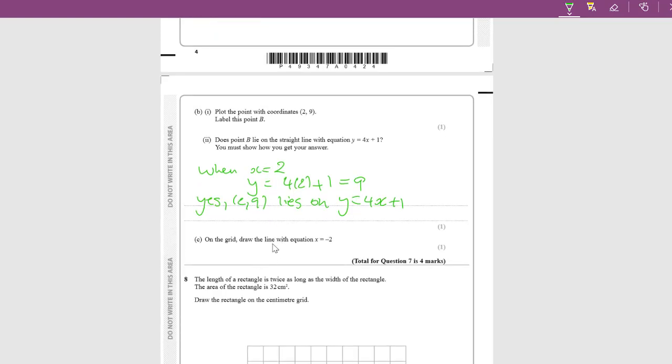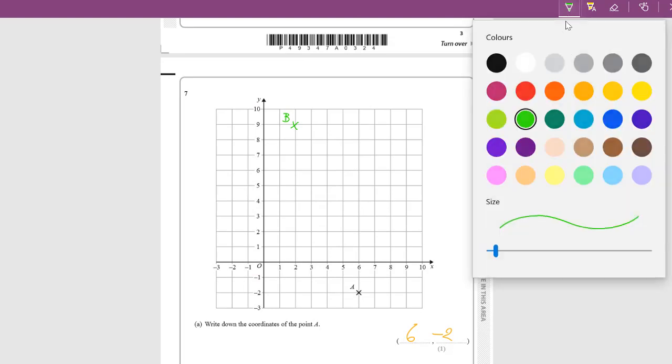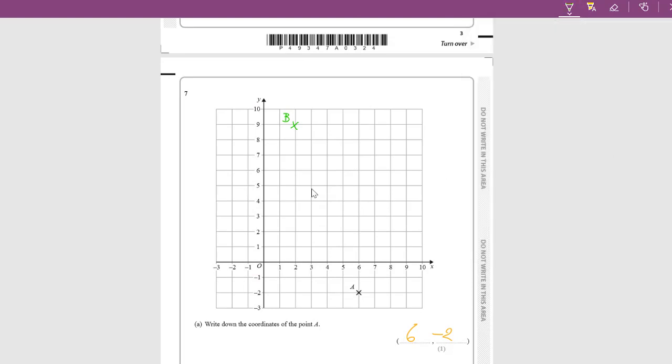And then finally it says on the grid, draw the line with the equation x equals -2. This is just a simple case of coming to the plot, and then we see that this is the x-axis, here is -2. So apologies if my line is not straight, but imagine that was a straight line and it should come down this graph here.